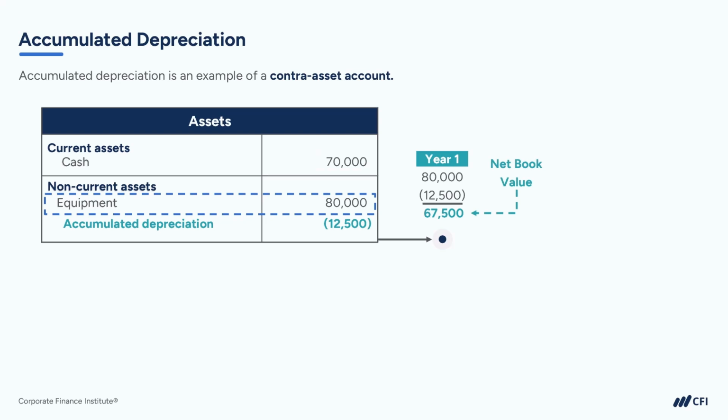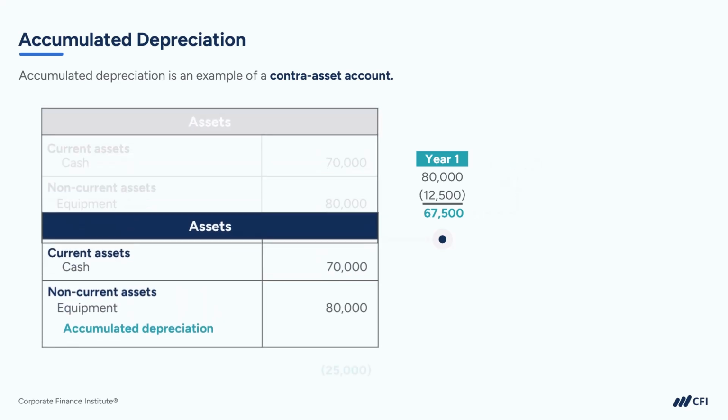I also like to think of the financial statement reader. So, another way we can explain this is to think about it this way. What we're trying to communicate to that reader is that of the original 80,000 we spent on the asset, we have expensed so far 12,500, but we still have another 67,500 to expense in the future.